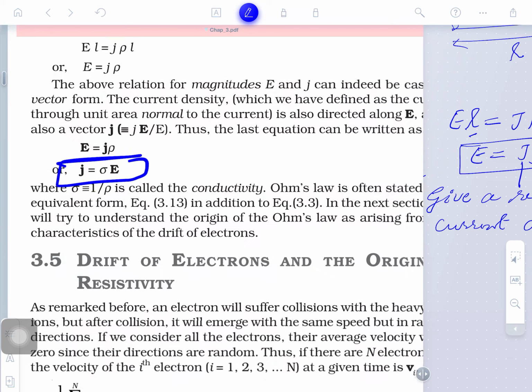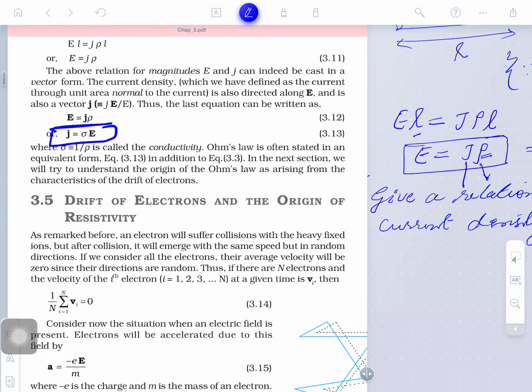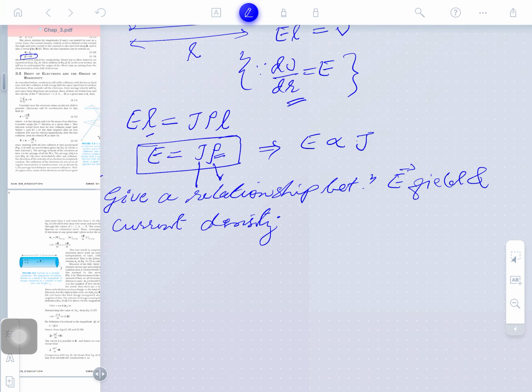Is that clear, guys? Next, well understood, conductivity can also be defined further. Another relation we give here: since rho is the resistivity, the reciprocal of resistivity will be conductivity, which can be given as sigma. Therefore the expression can be written as electric field is equal to 1 by sigma, and here will be what?